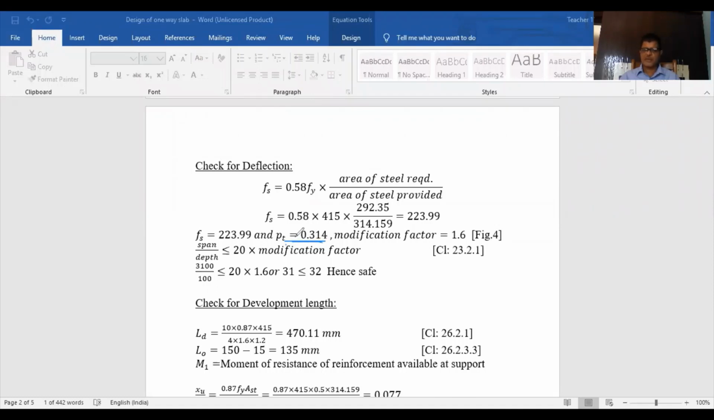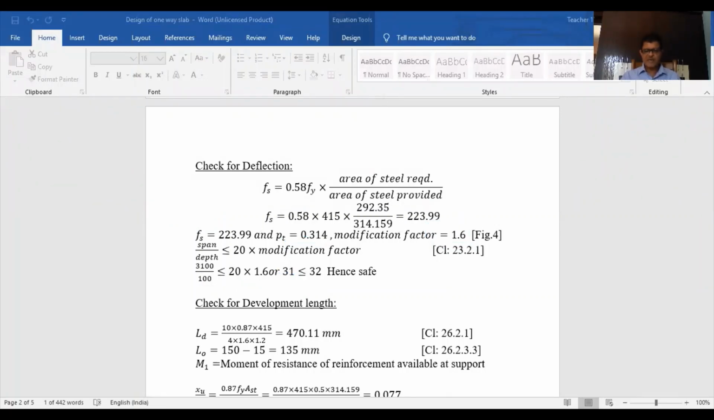Now for shear at the support, the steel has been reduced to 50%, so it is 0.157. But deflection is maximum at the center, so you have to take all the steel percentage, that is 0.314. From the figure you will find 1.6. Now L span by D effective should be less than 20 into 1.6, that is 32. So this 31 is less than 32, so it is safe.